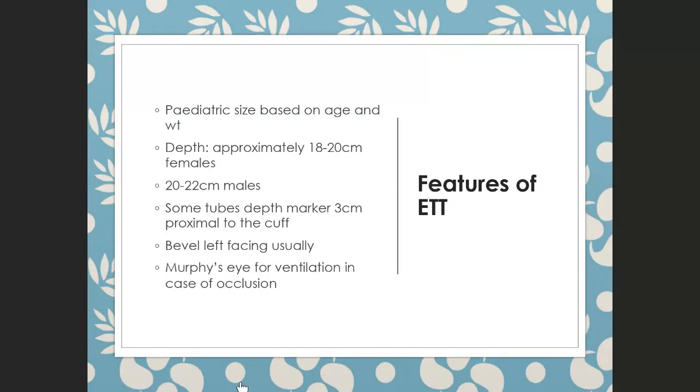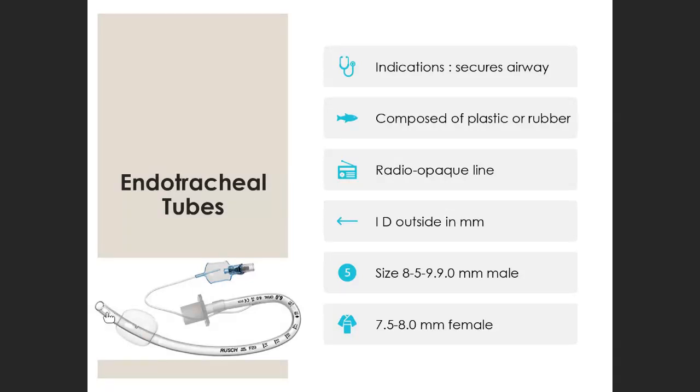And then the Murphy's eye, which is the additional opening. It's on the side of the tube, at the tip of the tube. It's called a Murphy's eye, and it's an additional aperture just in case this one gets blocked.